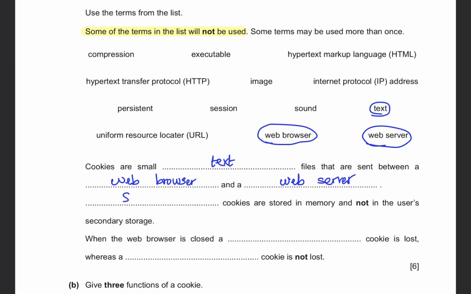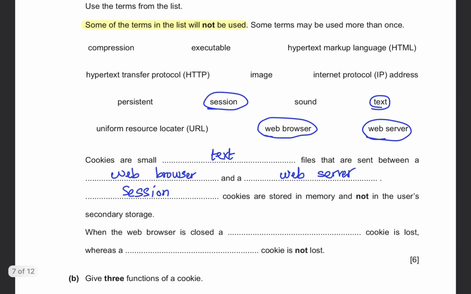Session cookies are stored in memory and not in the user's secondary storage. When the web browser is closed, a session cookie is lost, whereas a persistent cookie is not lost.